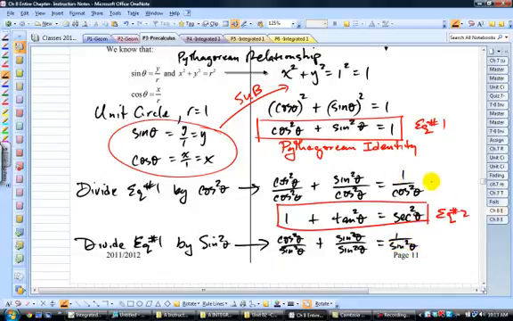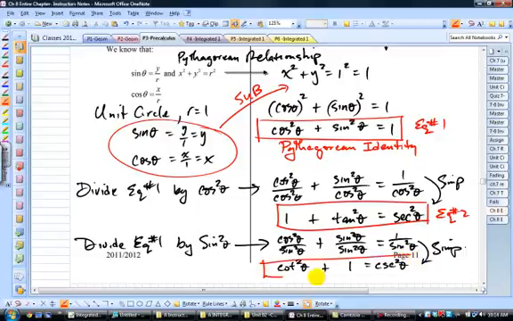Now simplify. Let's see what we get. We know that cosine theta divided by sine theta is cotangent theta. So cosine squared theta divided by sine squared theta should give us cotangent squared theta plus, and then this becomes 1, is equal to, and this right here, we know that 1 over sine theta is cosecant theta. So 1 over sine squared theta should give us cosecant squared theta. This becomes Pythagorean identity number 3, or simply put, equation number 3.